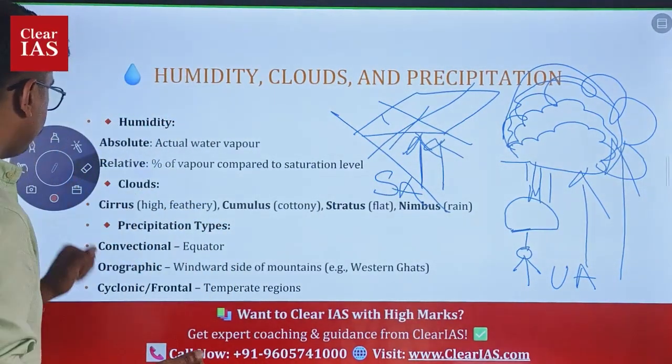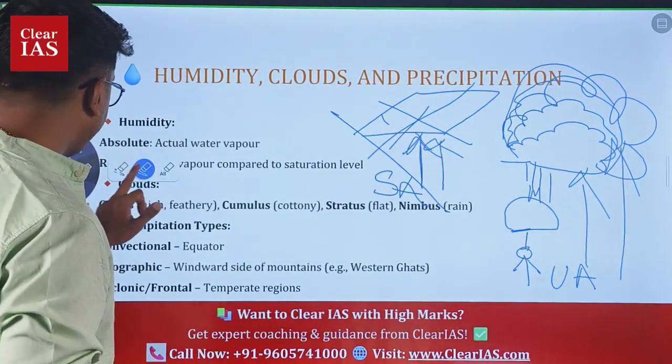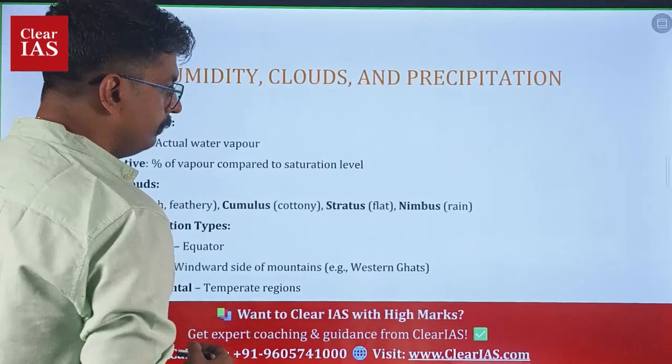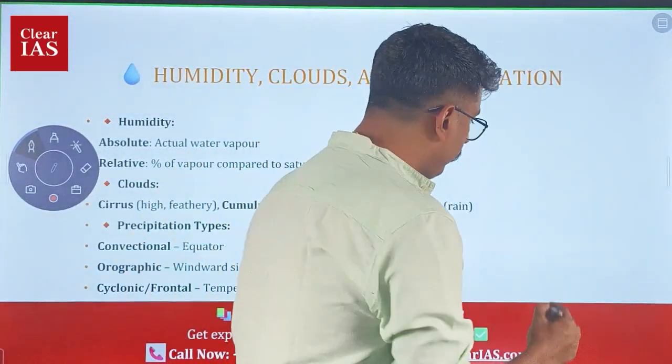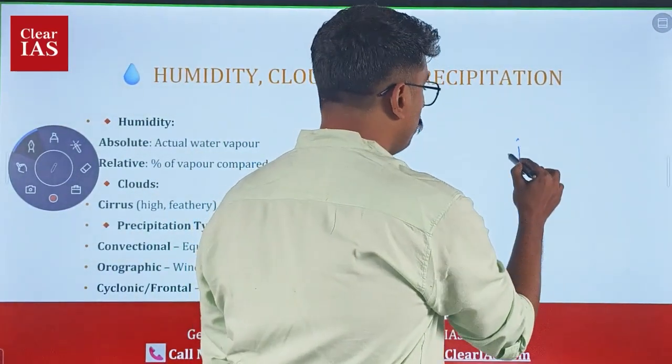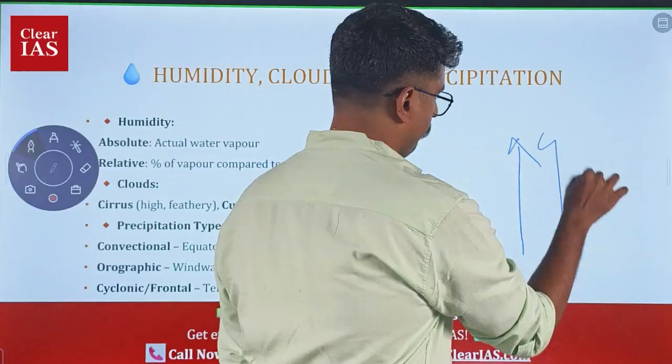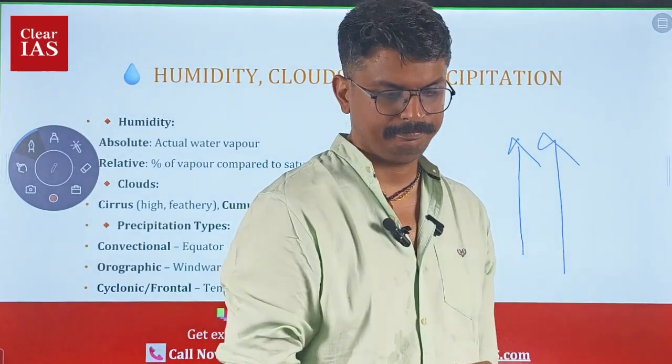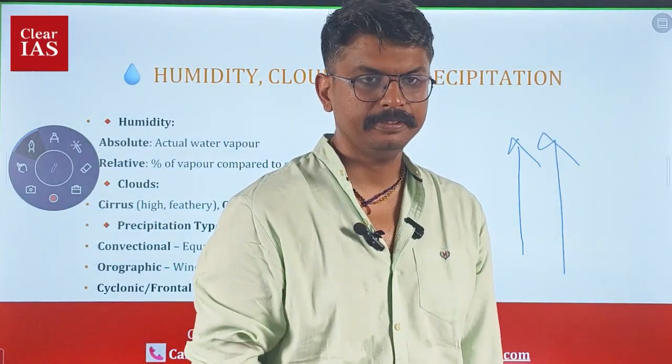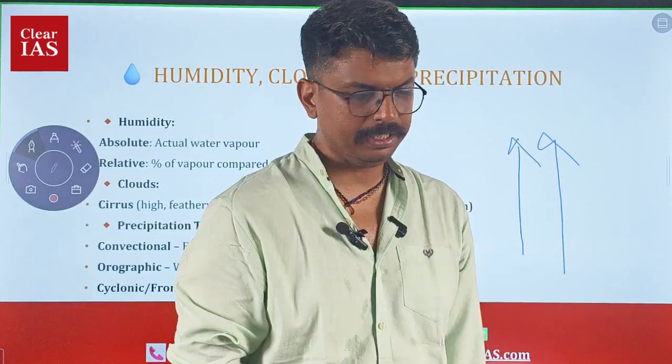So, you guys understand one thing. For precipitation to happen, you require air to move upwards. Am I correct?